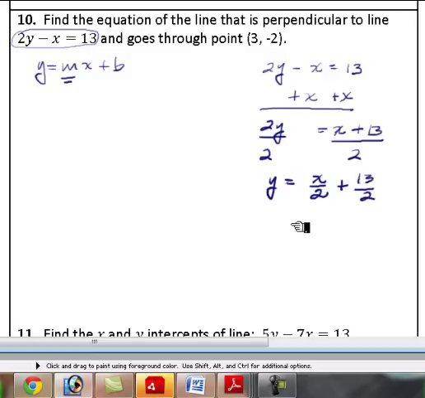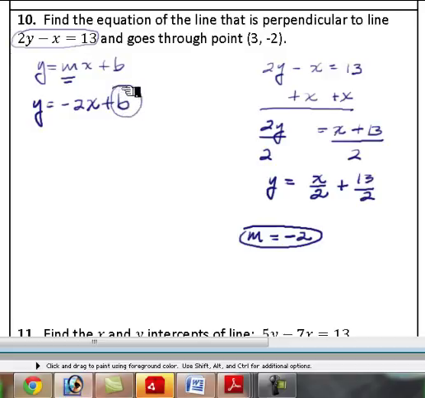Okay, so we want to know what m is of our line. This line has slope 1/2, so our line has slope negative reciprocal of 1/2, which would be minus 2. In other words, the reciprocal of 1/2 is 2, but we want the negative reciprocal, so that's minus 2. So our line has slope minus 2. Let's fill that in right here.